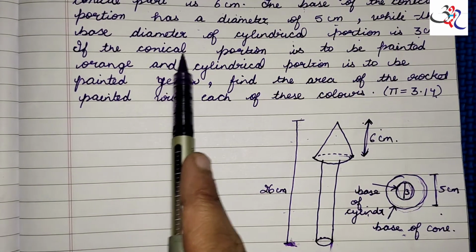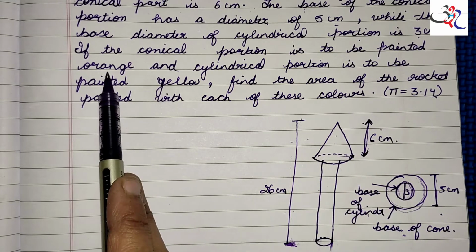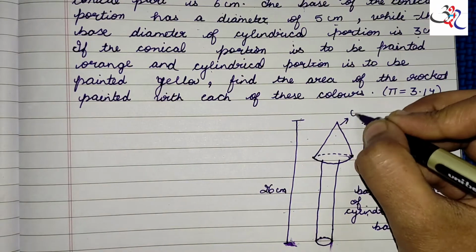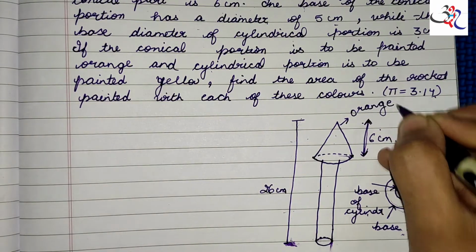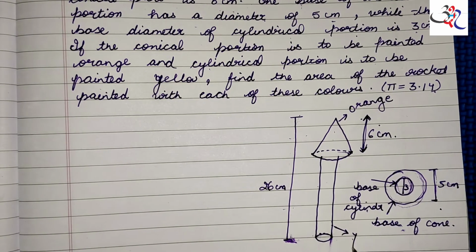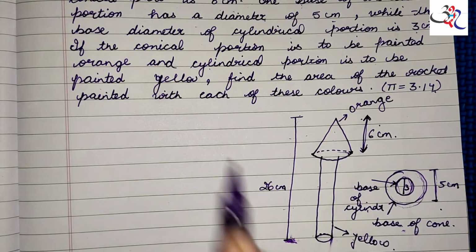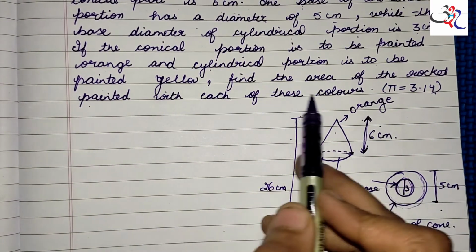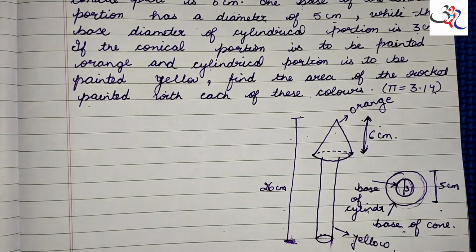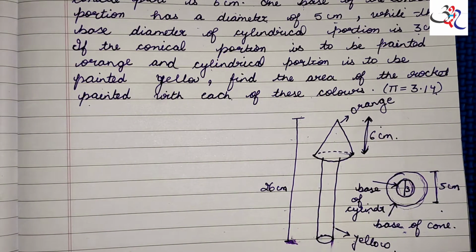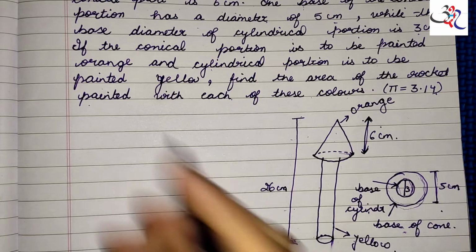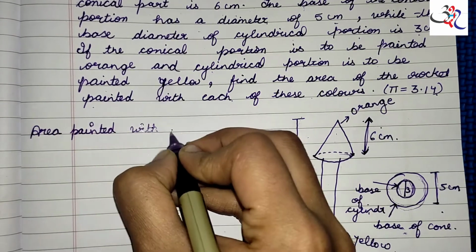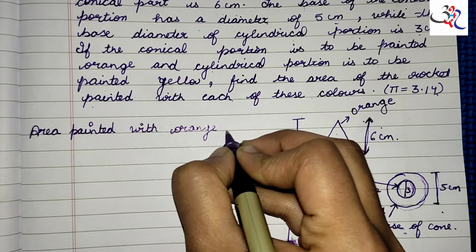Then what does the question say? If the conical part is to be painted with orange and cylindrical part is to be painted with the yellow, then find the area of the rocket painted with each of these colors. So we have to find out the area for both of the colors with which the rocket has to be painted. So first take the first part, that area painted with the orange color is equal to what?